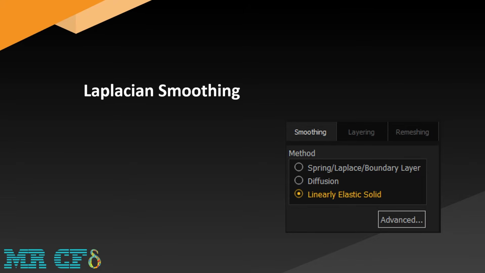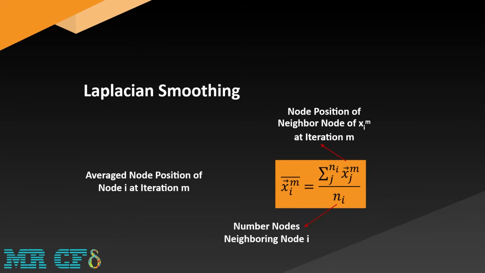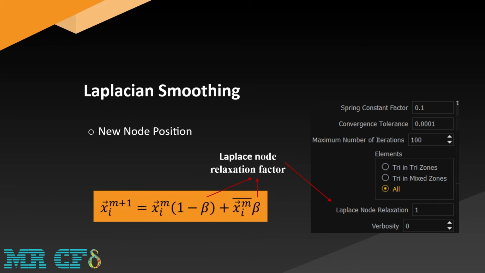This method is computationally cheaper but does not guarantee improved mesh quality and can lead to elements with poor mesh quality. In the Laplacian smoothing method, this relation is used to calculate the location of the node, where the vector xi represents the average location of the ith node in the mth iteration, and the vector xj represents the location of the adjacent node of the xi vector in the nth iteration, and ni is the number of neighboring nodes of the ith node. Hence, the new location of the node is calculated as follows, where beta is equivalent to the Laplace relaxation factor.